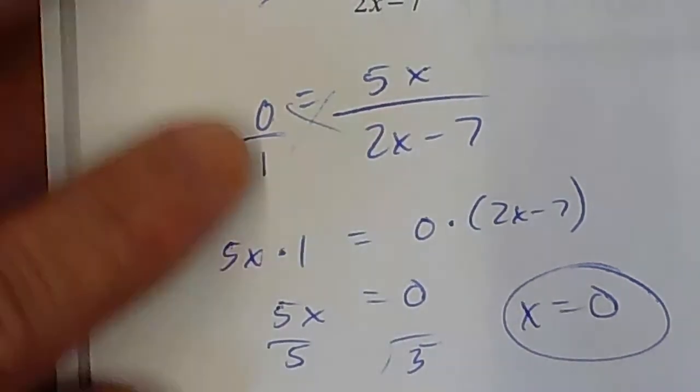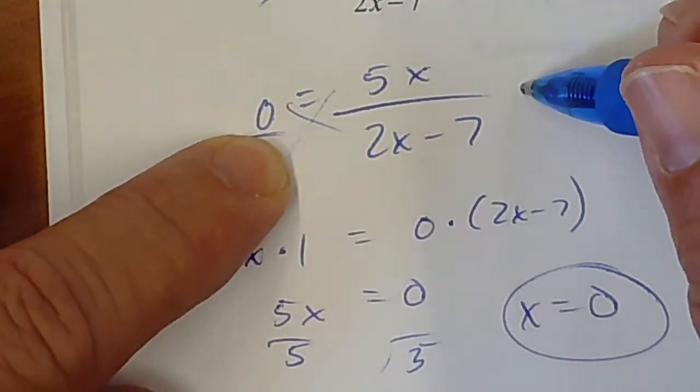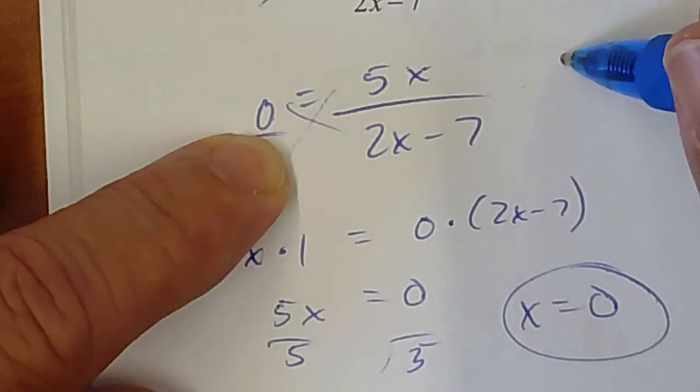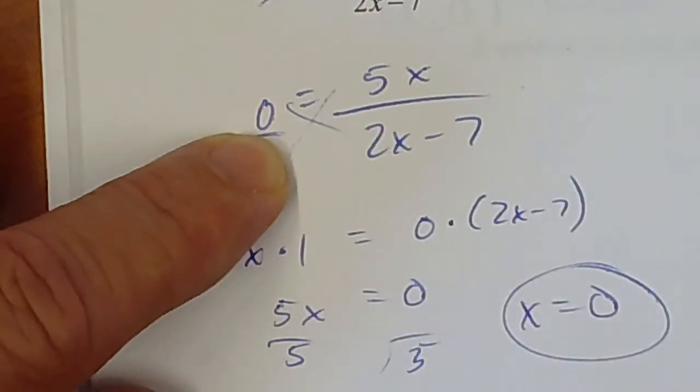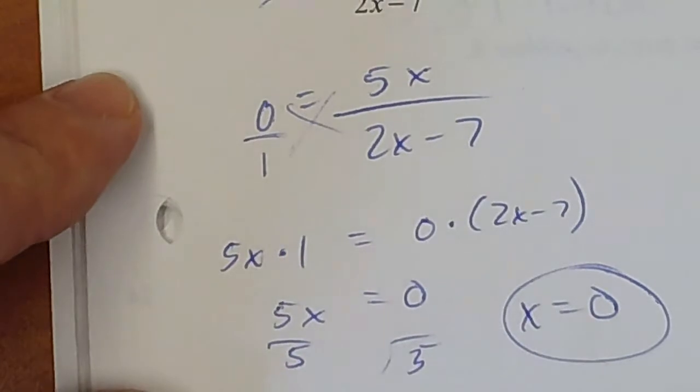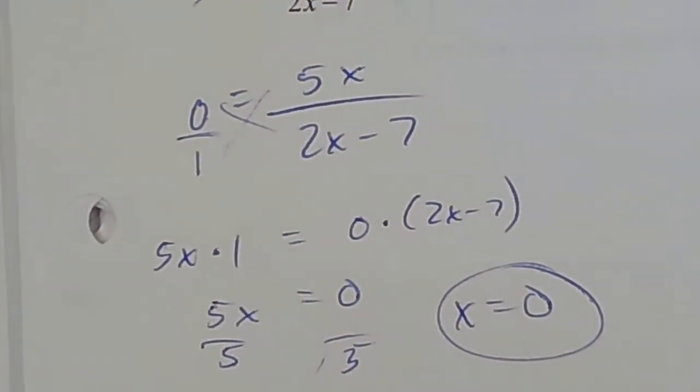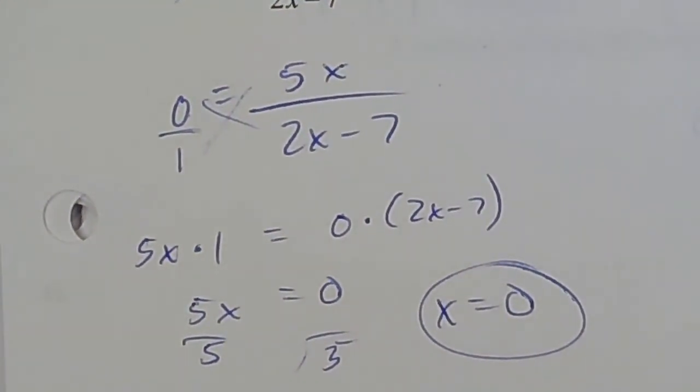There is another way to do it. Some students might just see this and say, well, I'm just going to multiply by the denominator right now, 2x minus 7, to both sides. That also works. Cross multiplying is a good strategy, though.